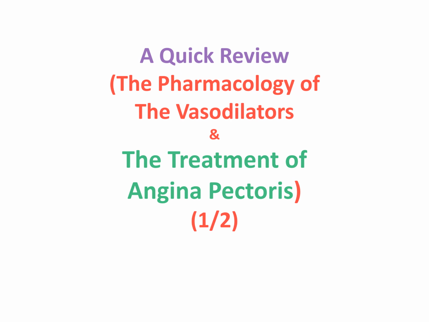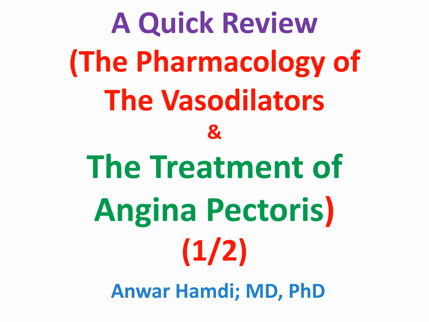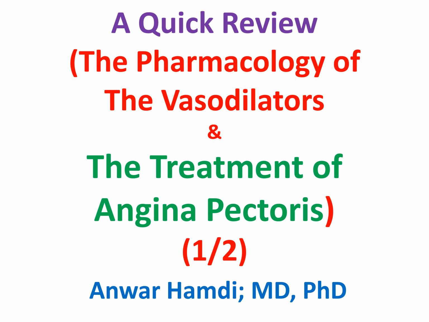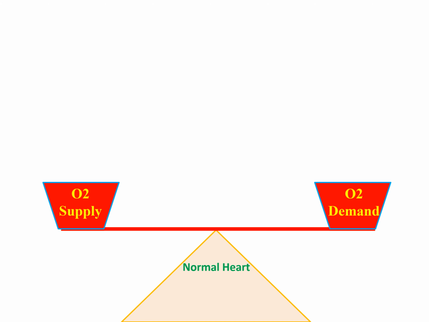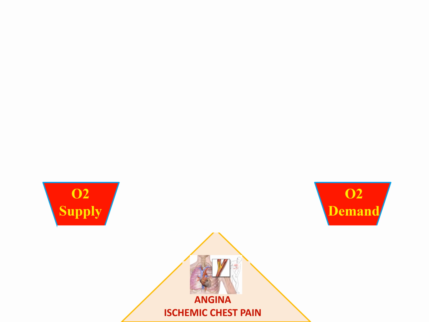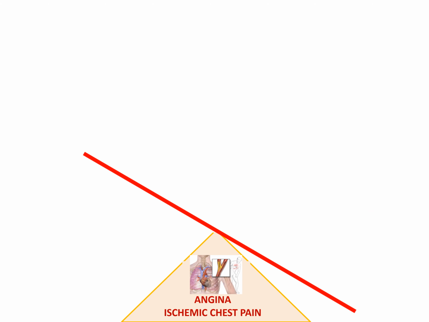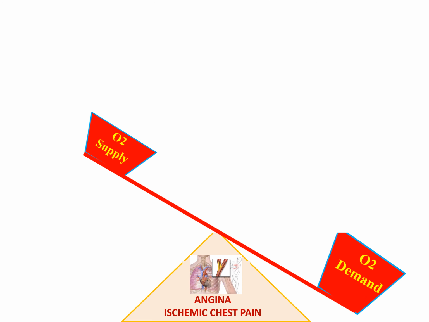A quick review: the pharmacology of the vasodilators and the treatment of angina pectoris. In a normal heart, we have a balance between the oxygen supply and the oxygen demand. In angina, we are losing this balance. So here we have a decrease in the oxygen supply and an increase in the oxygen demand.